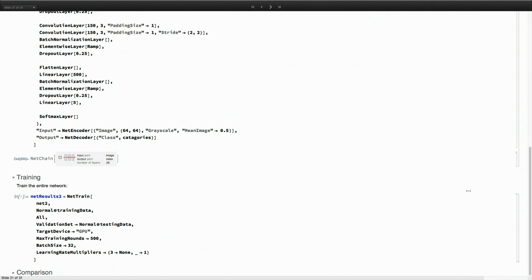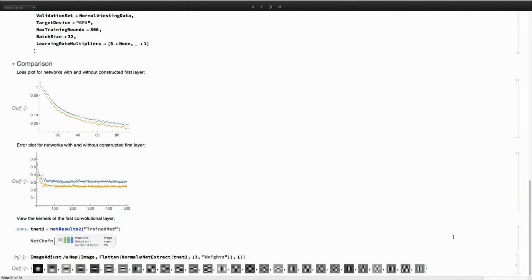I can compare the training plots. Hold on. Here we go. And what you see here is the following. You see the loss plot and the error plot of the training. The blue is the training without the constructed layer, and the red is the one with the constructed layer.